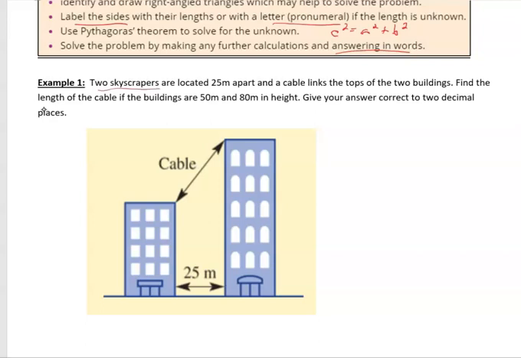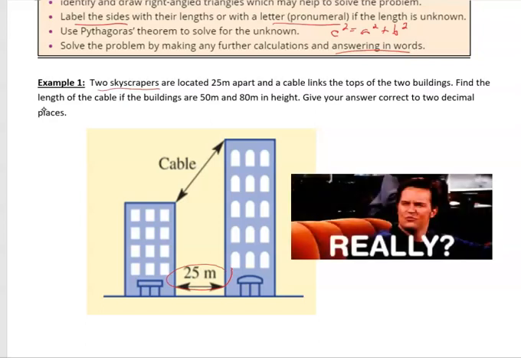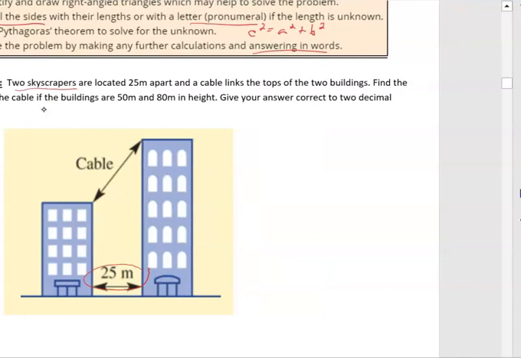Say we've got two skyscrapers. They are located 25 meters apart, so that gives us a measurement. And we've got a cable that links the tops of the two buildings. Again, something you need to figure out on a daily basis. So find the length of the cable. That's what we're trying to figure out.